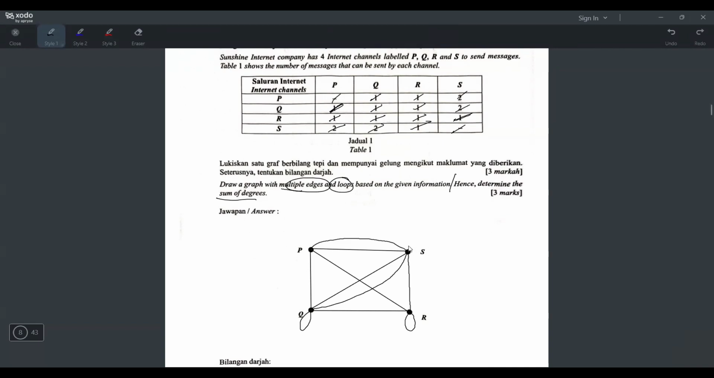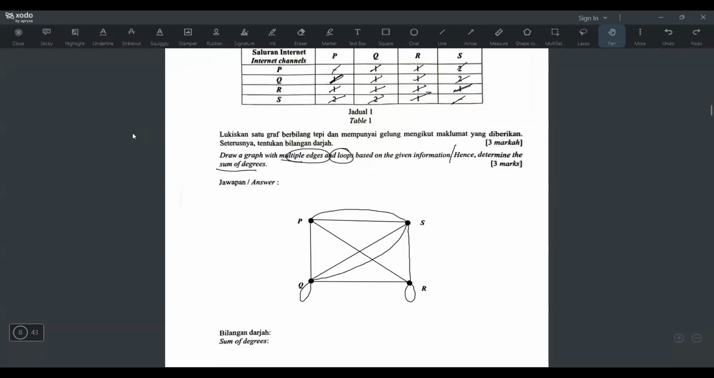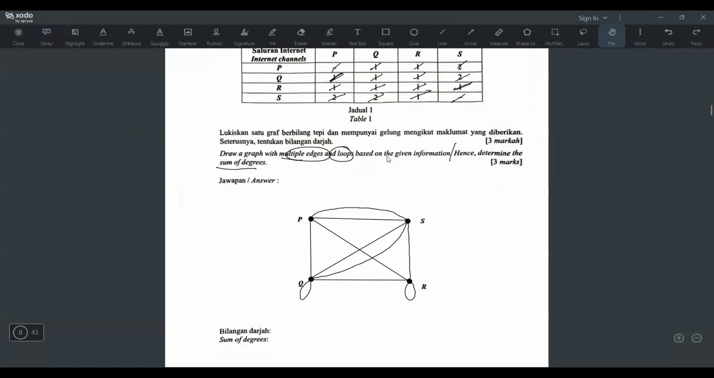It means no loops at S. There's no loops at S. So I'm done. I'm finished already. So draw a graph with multiple edges and loops. Done. But then they say determine the sum of degrees.